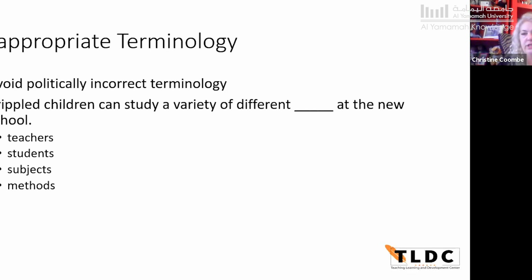If you're interested in terminology issues, you can look on the ETS website, ets.org, and they have guidelines of fair testing practice, and they have literally pages of these kinds of examples.